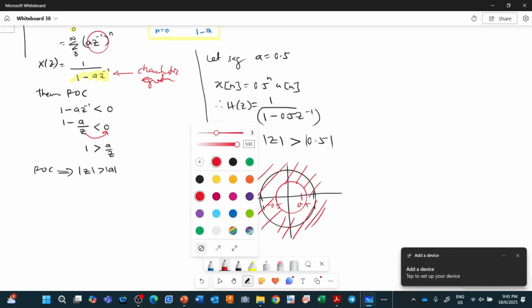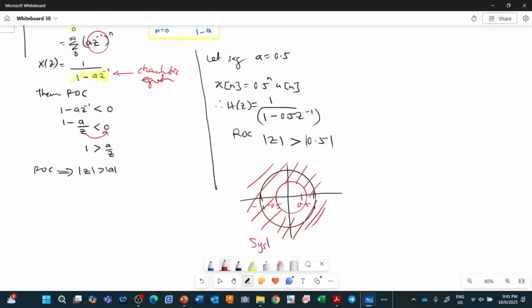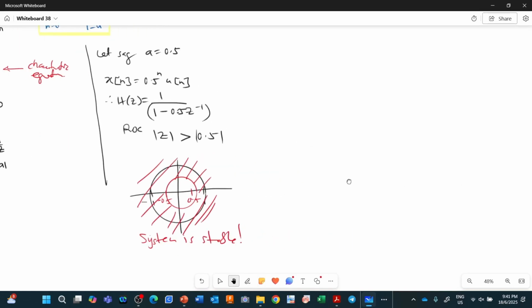the system is stable. Okay? Cover means that it overlaps, because you plot |Z| more than A, so it overlaps. It goes to infinity basically. Okay, that is one example if A is equal to 0.5.